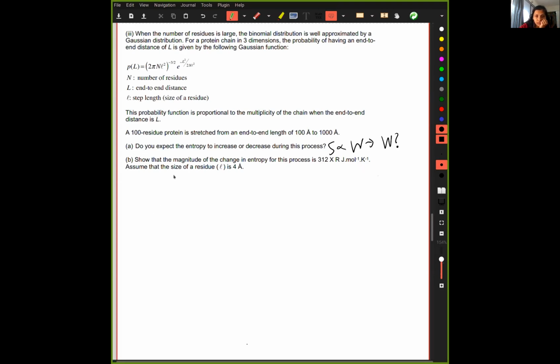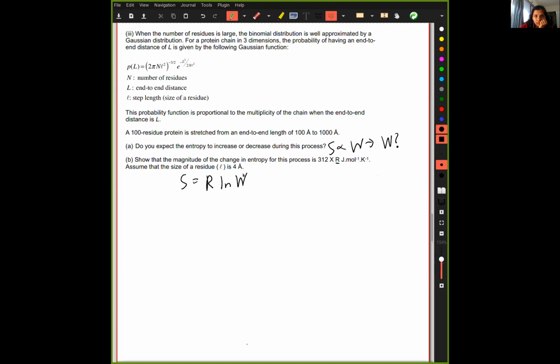For the second part, you have to show that the magnitude of change in entropy for this process is this number given here. And note that this is given in terms of R. So we're going to be using the molar definition of entropy again. Recall that entropy is equal to R times the natural log of multiplicity.